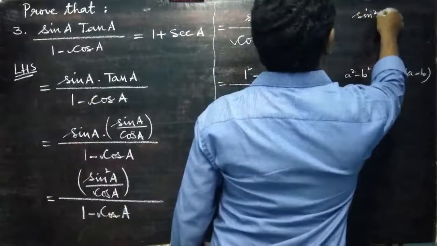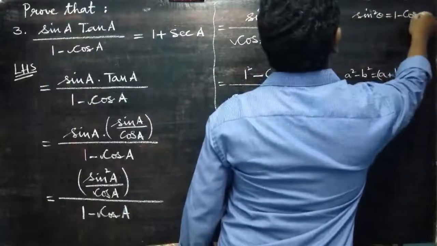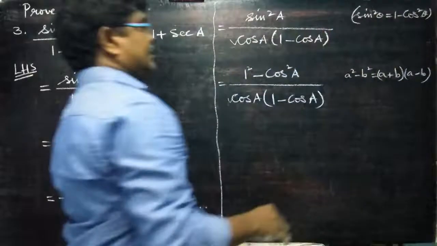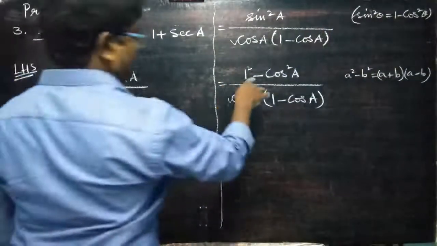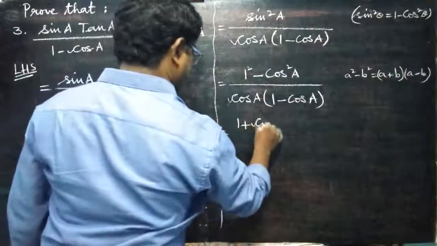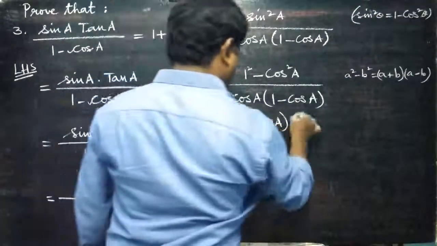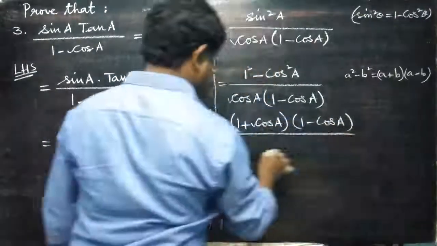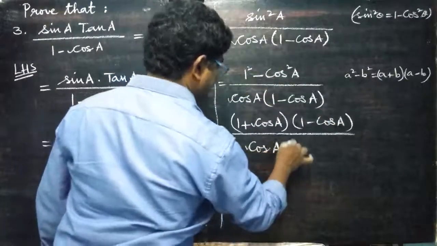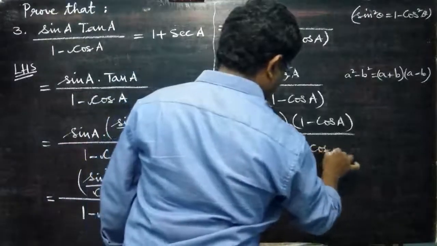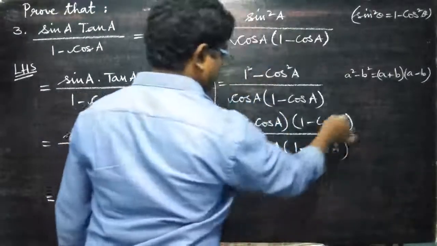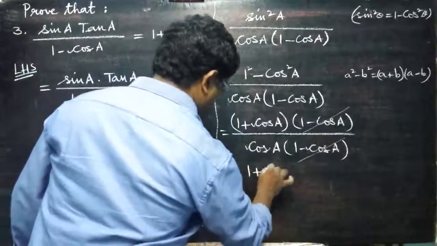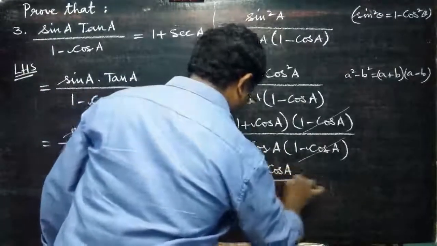Sin square theta is equal to 1 minus cos square theta, from identities. Write that one in a bracket. What all we are using, we have to mention aside. Now 1 plus cos A into 1 minus cos A, formula A plus B into A minus B. So cos A into 1 minus cos A. Now 1 minus cos A, 1 minus cos A get cancelled, and the remaining is 1 plus cos A by cos A.